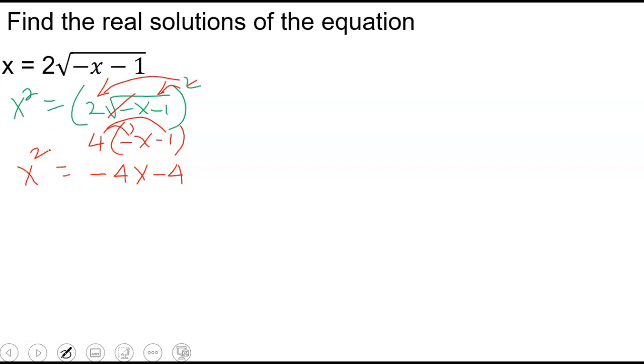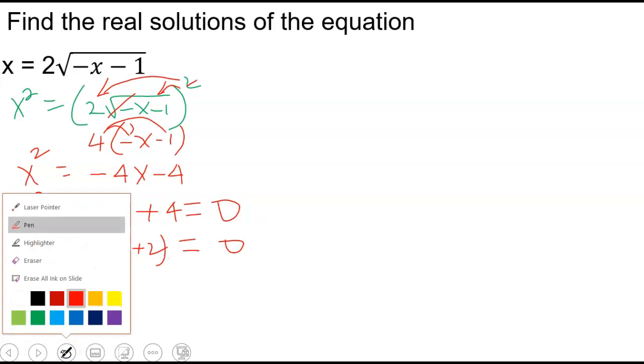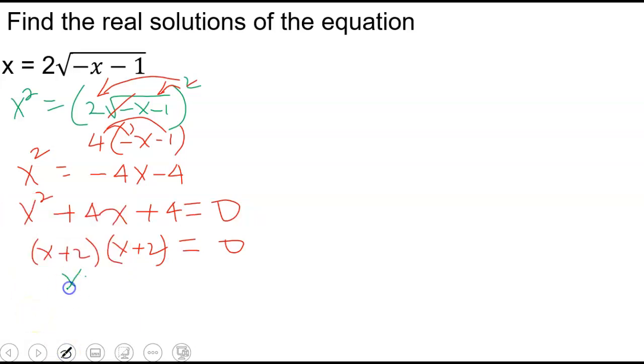Again, this is quadratic, so we're going to move everything on one side. x squared plus 4x plus 4 equals 0. We can factor: 2 times 2 is 4, 2 plus 2 is 4. So x plus 2 and x plus 2. So both of them are the same. Therefore, the one solution we'll have is x plus 2 equals 0. Subtract 2 from both sides.